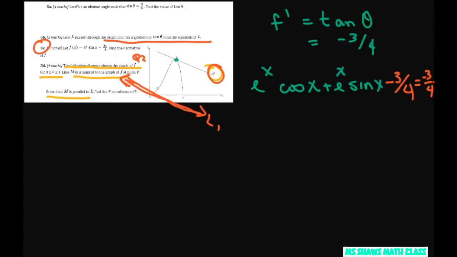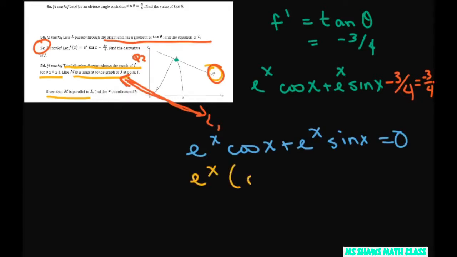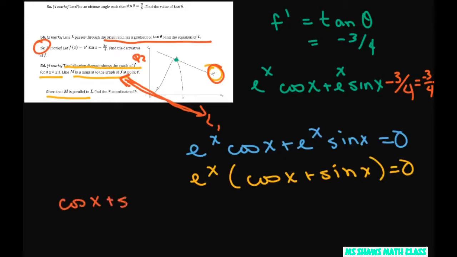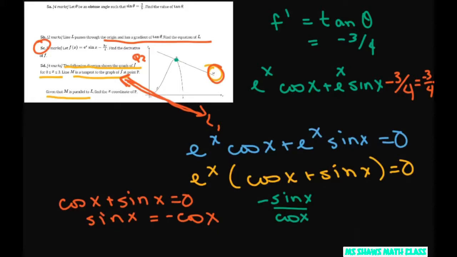So when you add 3/4 to both sides, you get 0. So you get e to the x cosine of x plus e to the x sine of x equals 0. Therefore, let's factor out e to the x. Divide both sides by e to the x, and you get cosine of x plus sine of x equals 0. So we get sine of x equals negative cosine of x. Divide both sides by cosine of x, and you get sine x divided by cosine x equals negative 1. Or you could say, this is tangent: tan of x equals negative 1.